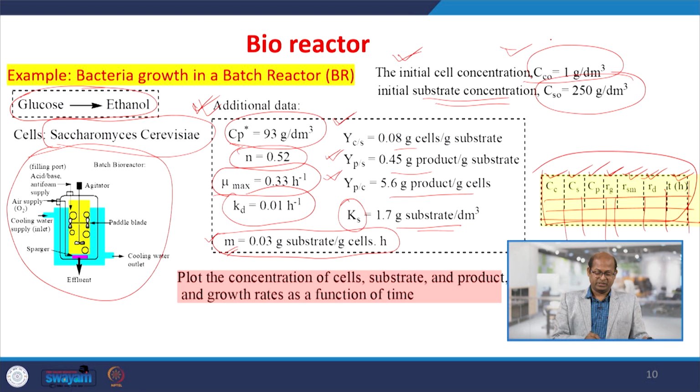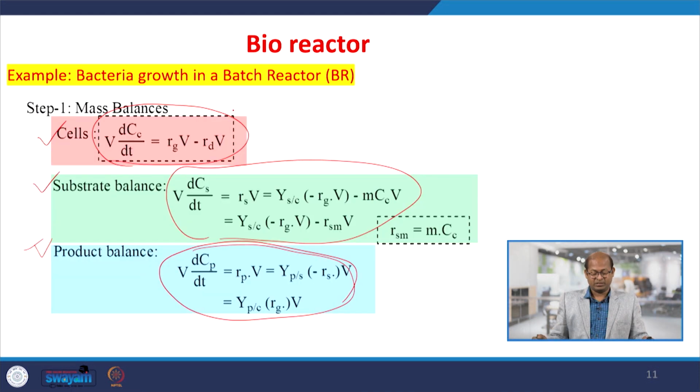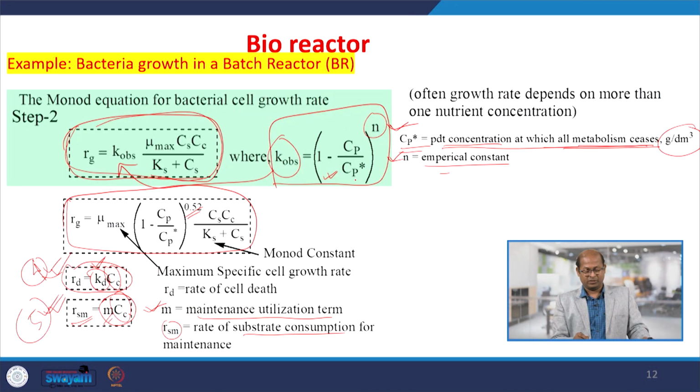So, the yield coefficient is given, the cell maintenance constant is given, the cell death coefficient is given, mu max is given, n is given. Cp star, the maximum product concentration, is given. Cp is not given, that we have to find out.